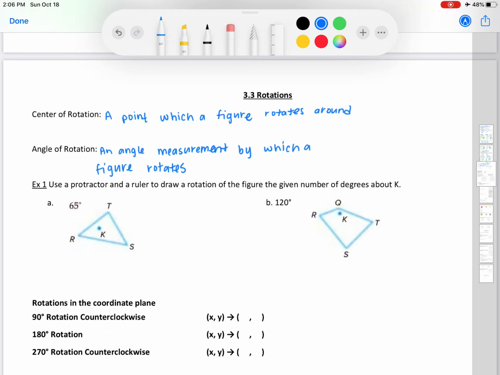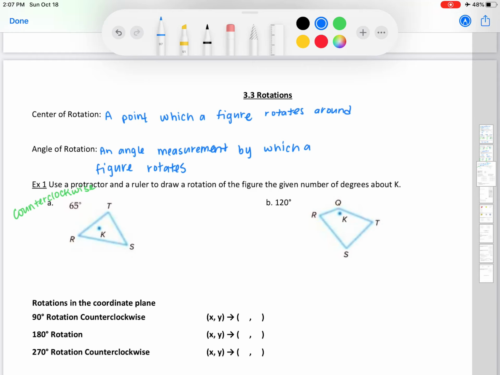So for example 1A, it says that we're rotating 65 degrees. And in this case, it doesn't actually tell you which direction. So if the question doesn't tell you which direction to rotate, we're always going to be using counterclockwise. And we do that because our quadrants are actually labeled counterclockwise.